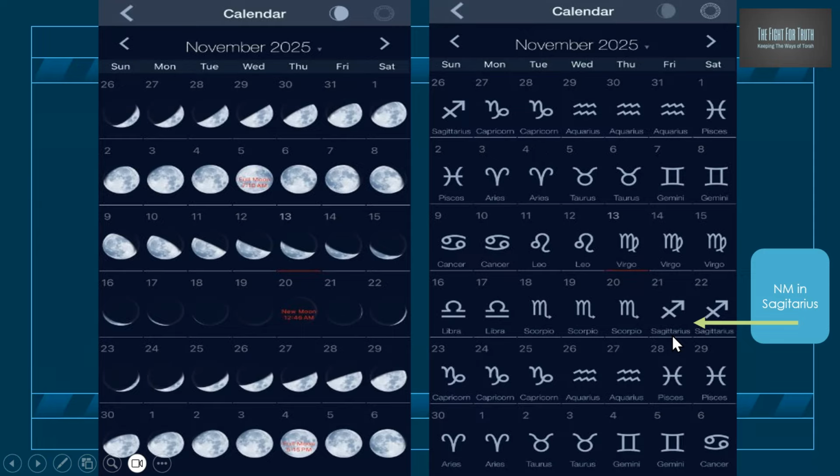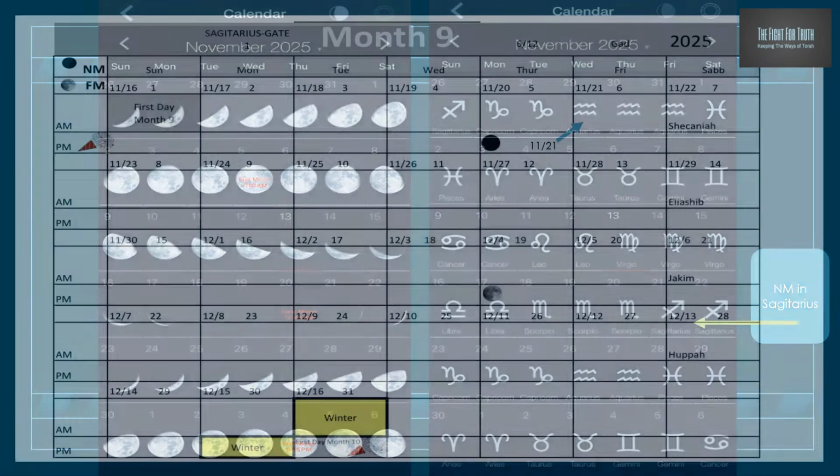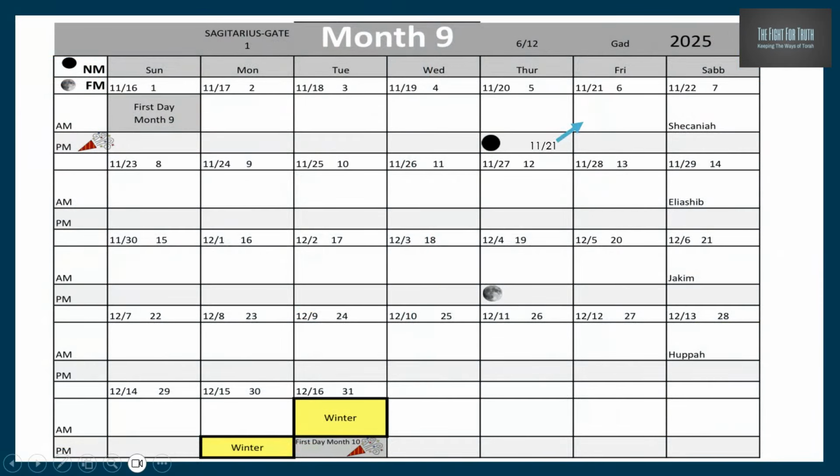The 9th month is represented by the zodiac or Mazzaroth of Sagittarius. So indeed, we know that by November 21st, at least by this day, we are already in our 9th month. So this is confirmation of our calendar. Let's take a look at our 9th month.